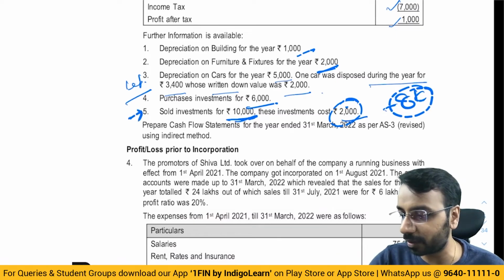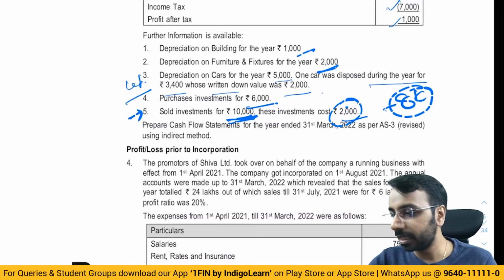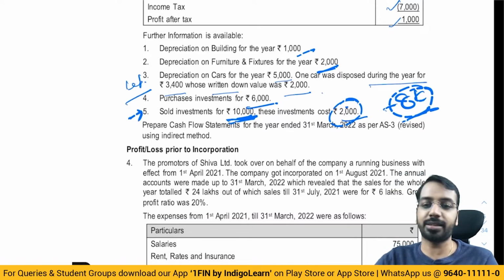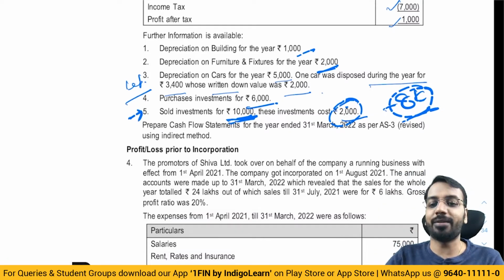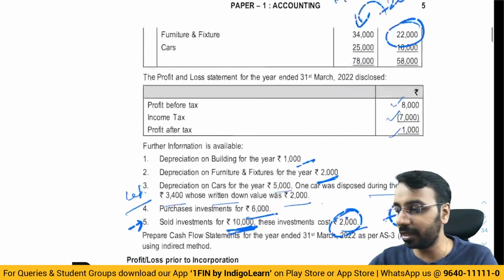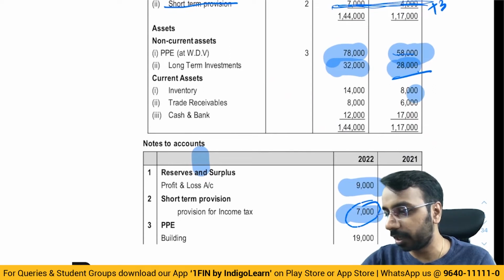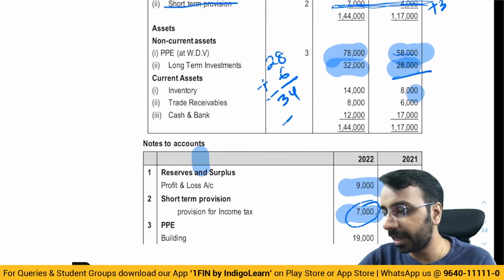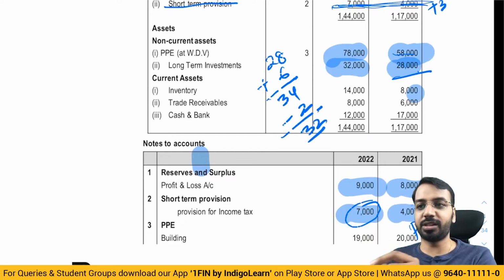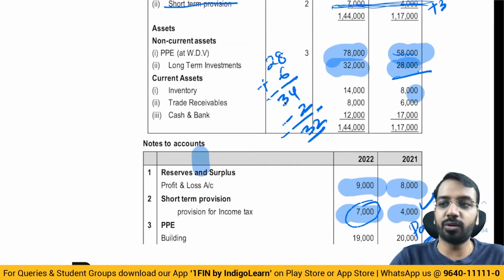So the treatment for this is: 10,000 is your cash flow from investment. 10,000 minus 2,000, 8,000, is adjusted for CFO, and this 2,000 will be reduced from the balance to arrive at the net addition. Now, if you see here, 28 plus 6, 34, minus 2, you get 32. So no need to prepare a ledger again, right? This is a straightforward thing which you can derive from the question itself. So, let's look at the solution.